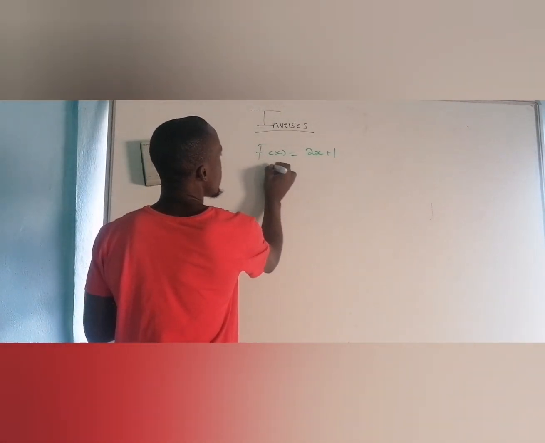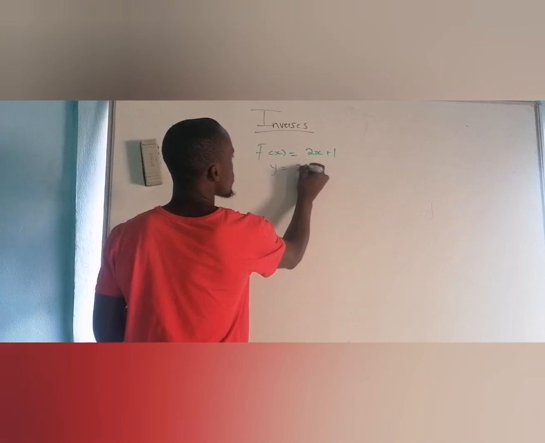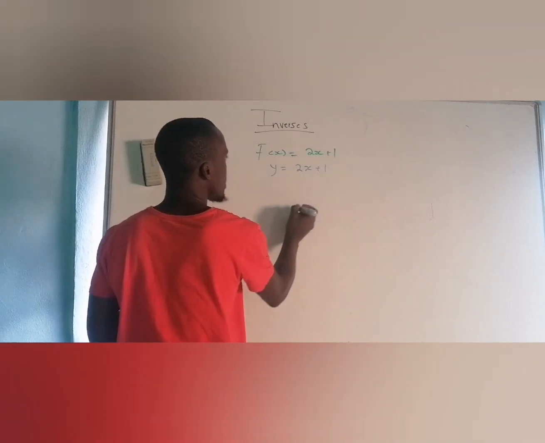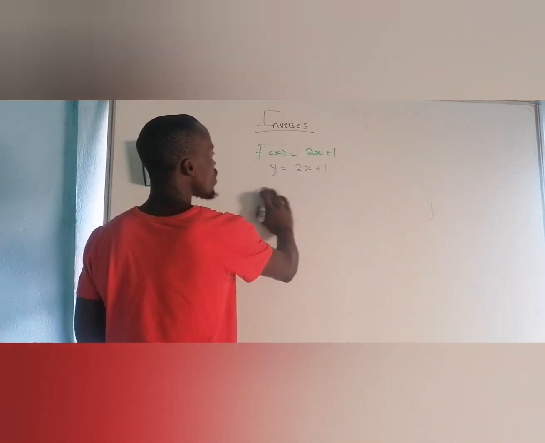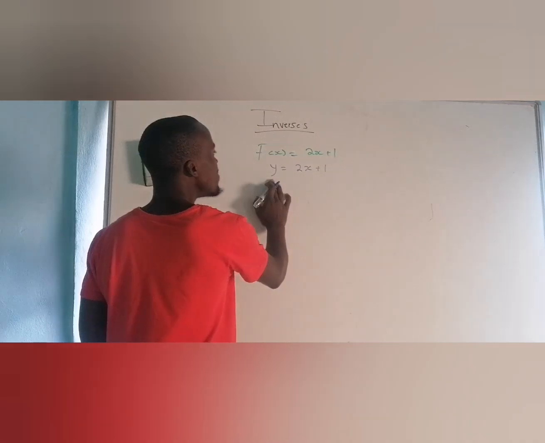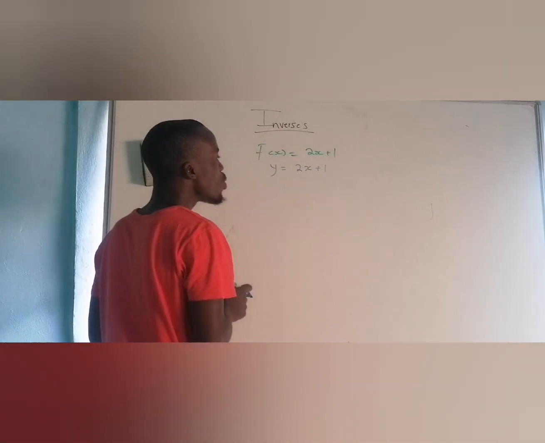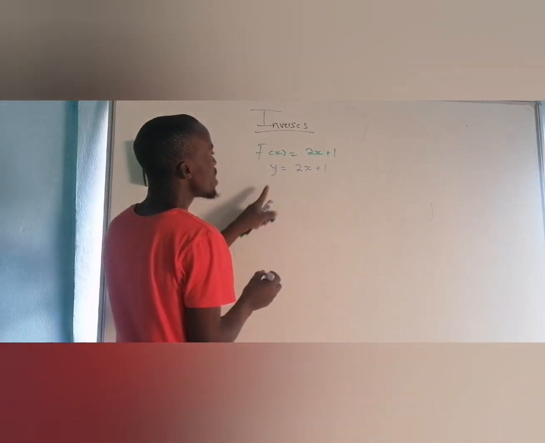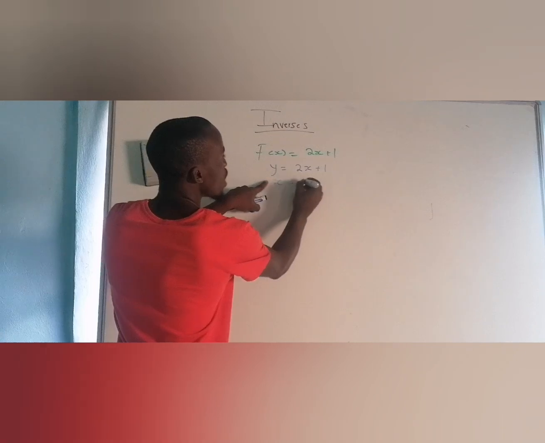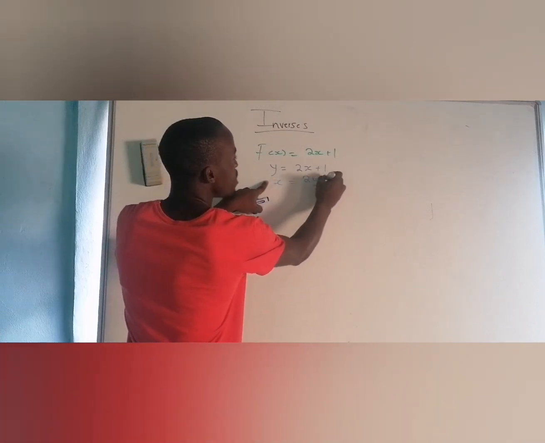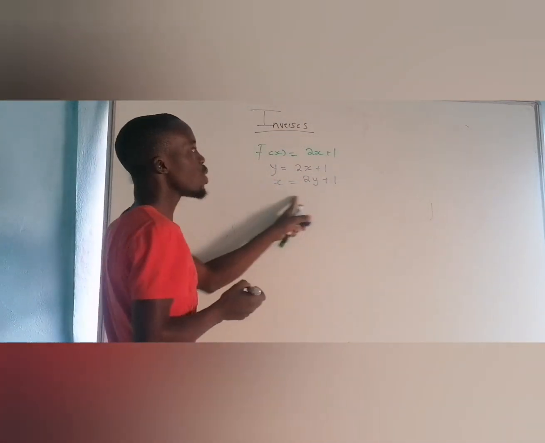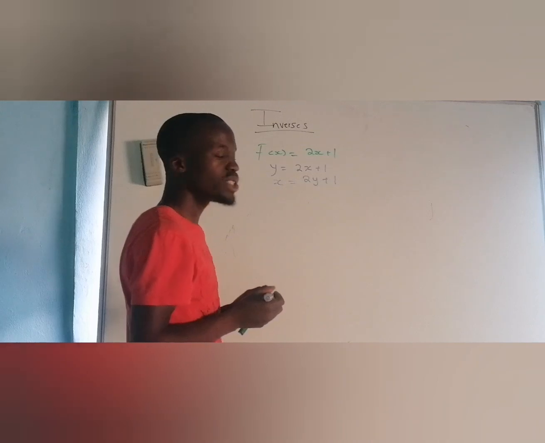I can write f of x as y equals 2x plus 1, right? Then for me to write the inverse, I have to swap every x and y coordinate with each other, meaning that where there's y, I put x, and where there's x, I put y. It's not like you are done now. You have to make y the subject of the formula.